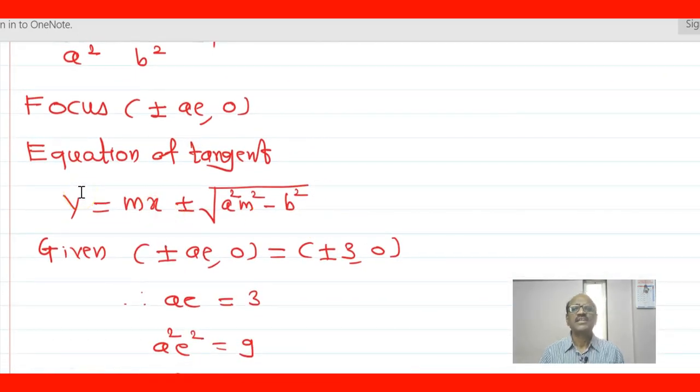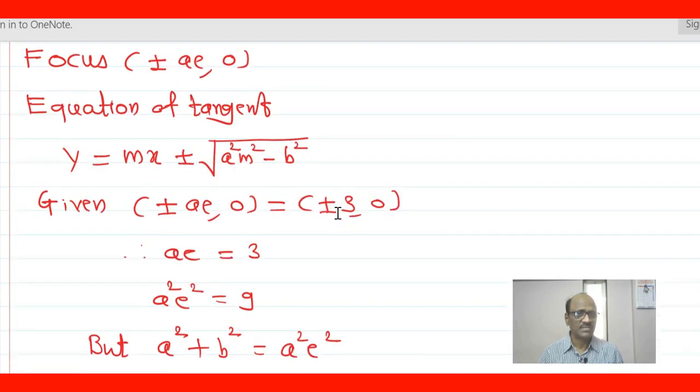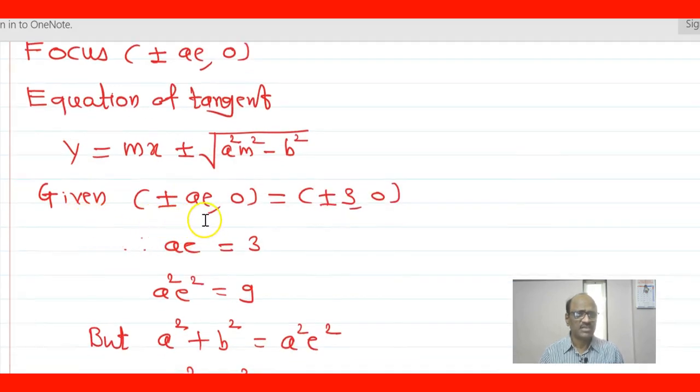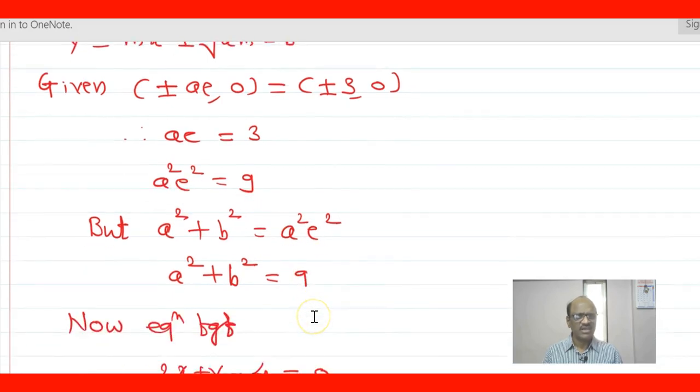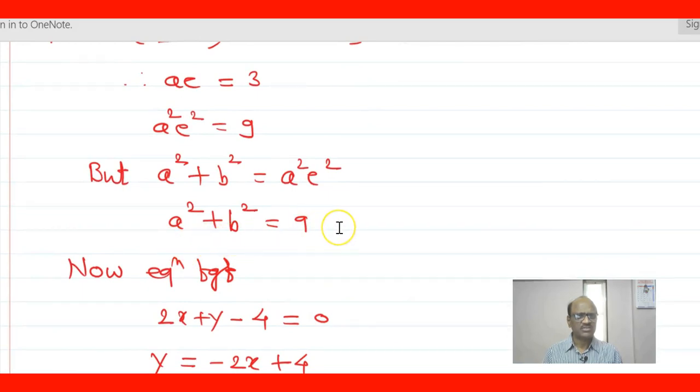Now the equation of the tangent in terms of the slope. This is also the condition, that is c is equals to plus or minus under root of a square m square minus b square. That is a given point, plus or minus ae, 0. This is the focus. Now squaring on both sides, ae is equals to 3, that is a square e square is equals to 9. Now again there is one more formula for the eccentricity of the hyperbola, that is e is equals to under root of a square plus b square upon a square. Also, that is a square plus b square is equals to a square e square, and the value of a square e square is 9. It means that you have the equation a square plus b square is equals to 9.